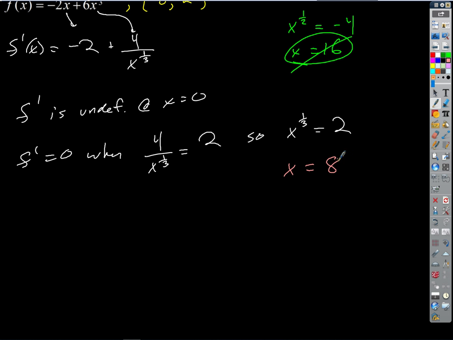It works, doesn't it? 8 to the 1/3 is 2, so it checks out. That is a solution, right? So we get two critical numbers then. We get 0 and we get 8, right?